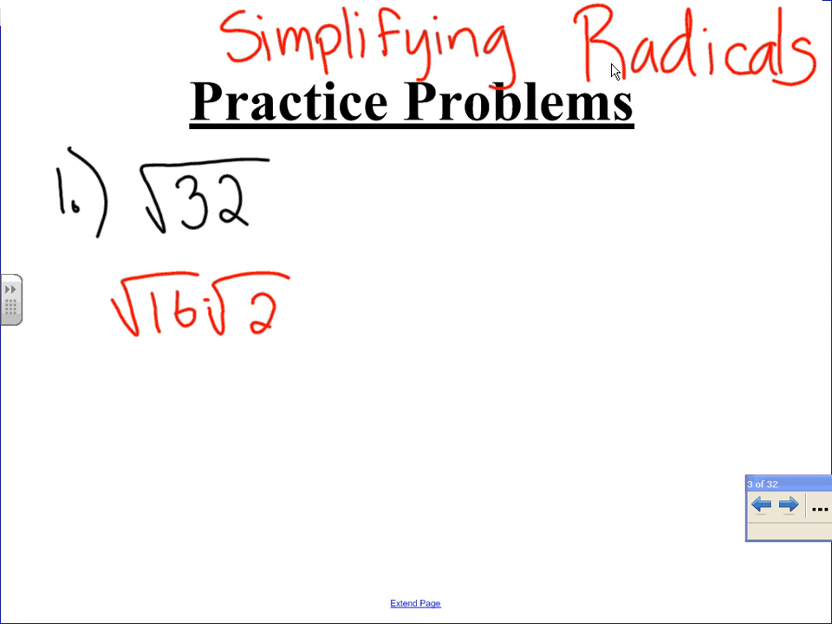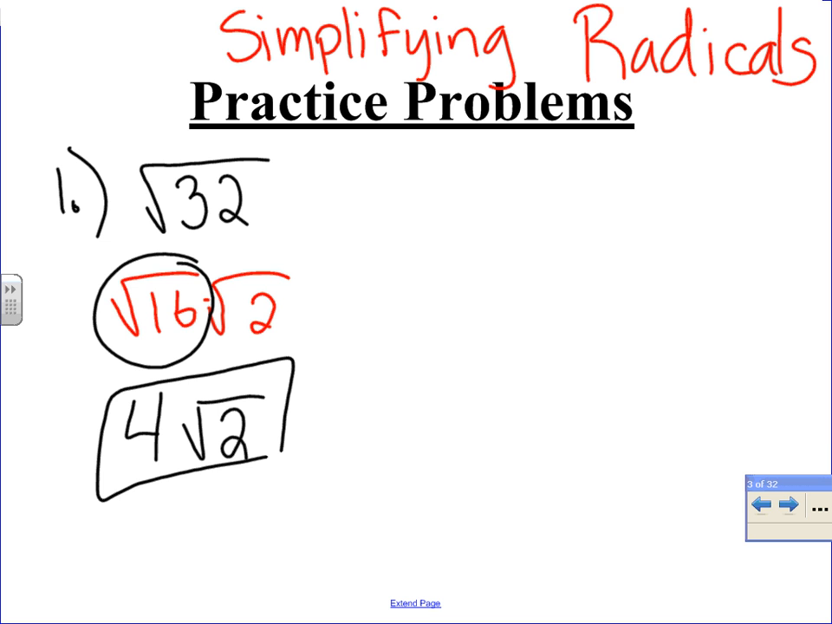At this point, we know 16 is perfect. So I want you to circle it. 16 is a perfect square. We're going to take the square root of it, which is 4. You're going to keep it in front. Leave your square root of 2 there. There's nothing you can do to simplify that square root of 2 further. So that's the answer. 4 times the square root of 2 is the exact same answer as square root of 32. This is just simplified completely. Do you guys remember this?